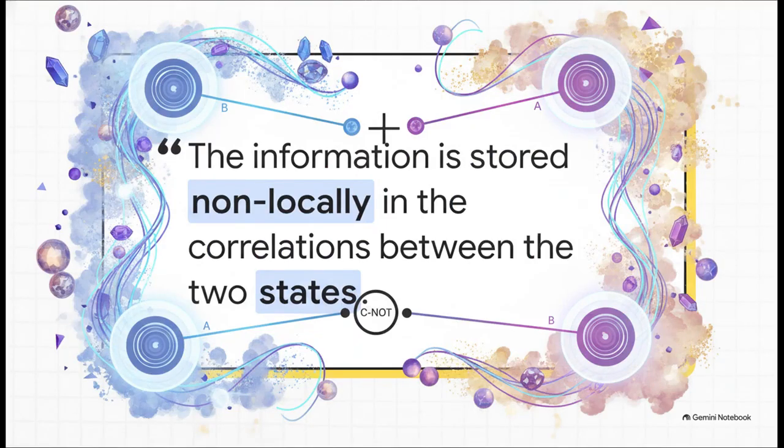But the real magic isn't just the sheer size of the space. It's what actually happens inside it. As Azure Quantum puts it, the information is stored non-locally in the correlations between the two states. When a multi-qubit gate like the CNOT acts on qubits, it creates an entangled state. You can no longer describe those qubits individually. The information isn't sitting on qubit A or qubit B anymore. It lives in the unique, non-local correlation between them. That exponential explosion of shared processing space, that is the true superpower of a multi-qubit gate.